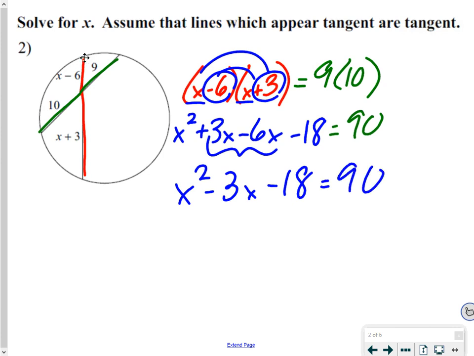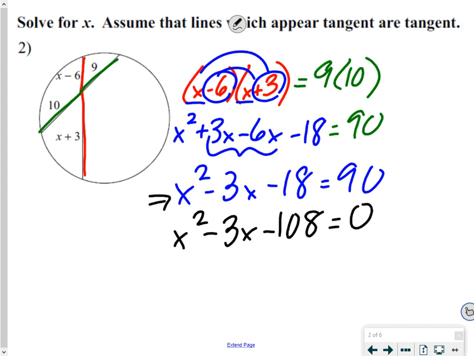Now this is a quadratic. We've got to get everything over to one side to solve it, so let's subtract 90. If we do so, we get negative 108 as the last constant term. This quadratic may or may not be factorable. If it's not, we could use the quadratic formula to find our solutions. In most cases it's going to be factorable, so let's just try it out.